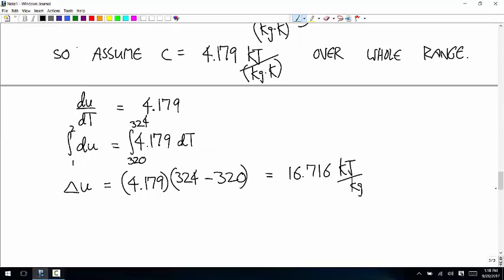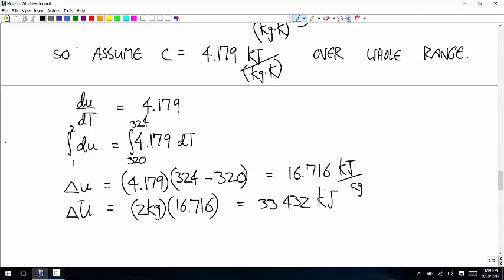We didn't want the specific internal energy, we wanted the total change in internal energy. So we have to multiply 2 kilograms times that answer, and you get 33.432 kilojoules.